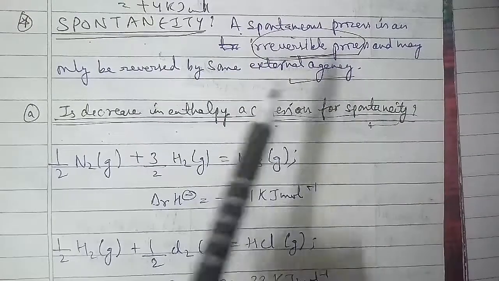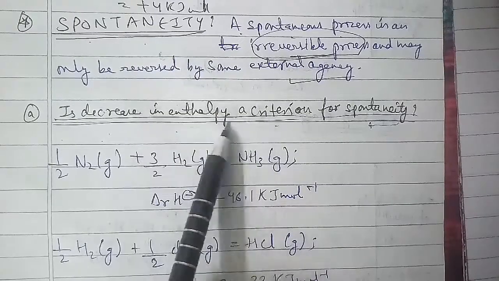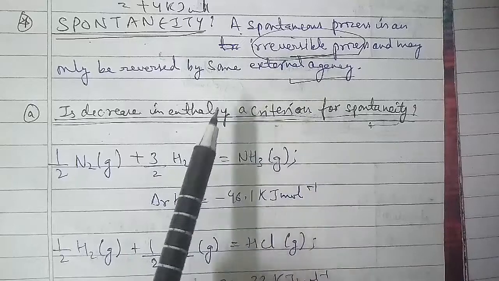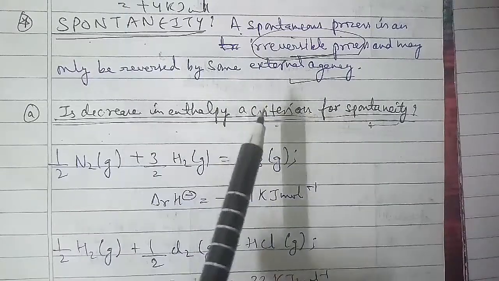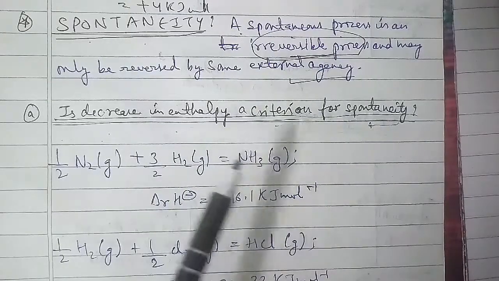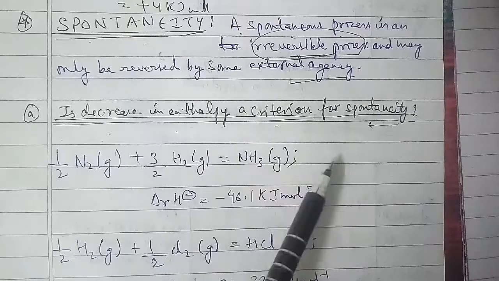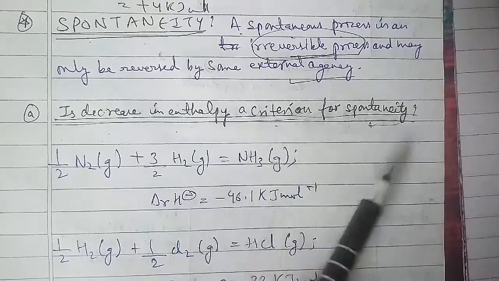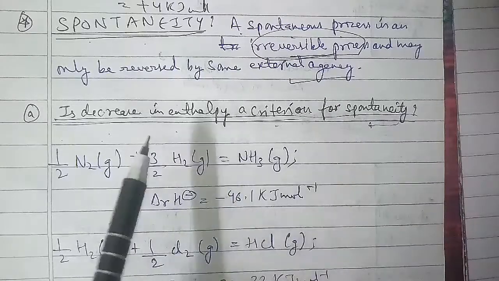Then we take another equation: half H2 gas plus half Cl2 gas gives HCl gas, and the enthalpy is minus 92.32 kilojoule mole inverse. And if I'm talking about H2 in the gas state plus half O2 gas, which gives H2O in the liquid state, the delta R of enthalpy is minus 285.8 kilojoule mole inverse.